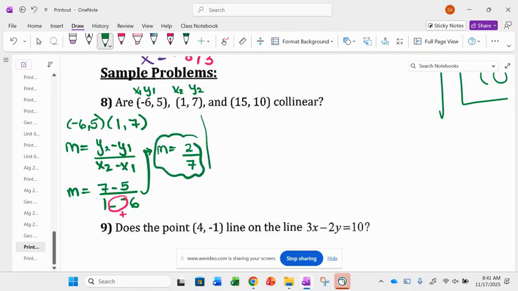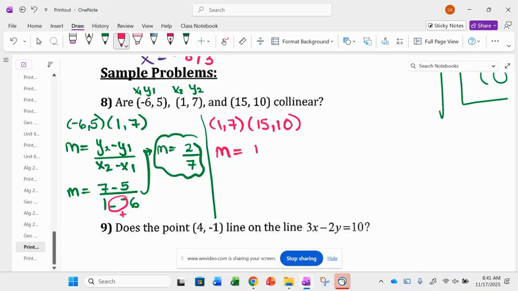So now when I check the combination of all the other points, what should it all reduce down to? 2 over 7. And if it doesn't, what does that mean? Then they're not collinear. Exactly. So now I check -5, -6, 5, and 1, 7. What do you want to check next? Okay, let's check 1, 7 and 15, 10.